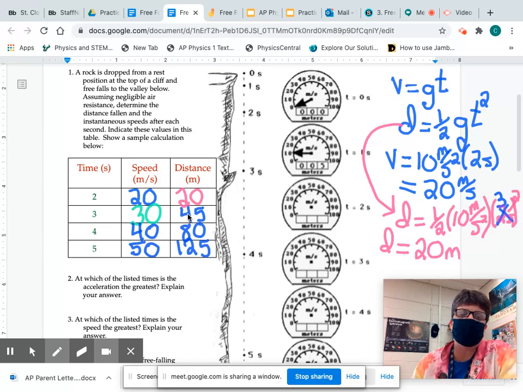So notice how the distance is different in the increments it goes up. Speed goes up by 10 as you're falling, but for distance, there's no set pattern. You really can't look at the pattern because it goes from 20 to 45 to 80 to 125. And the deal is it's that squaring factor that messes you up.